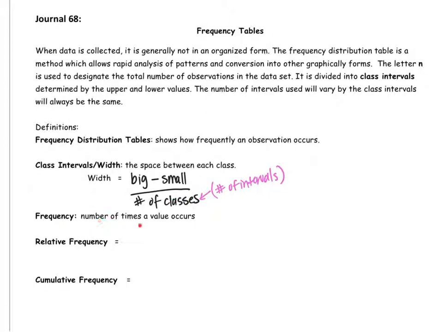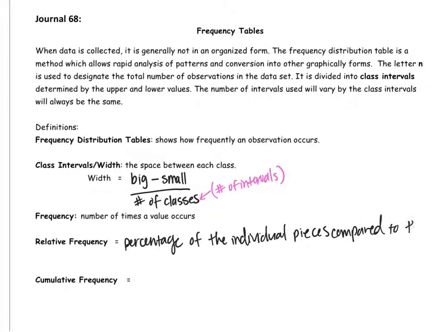Frequency is the number of times a value occurs, and relative frequency is the percentage. So let me write this down first and I'll explain it. The percentage of individual pieces compared to the whole.